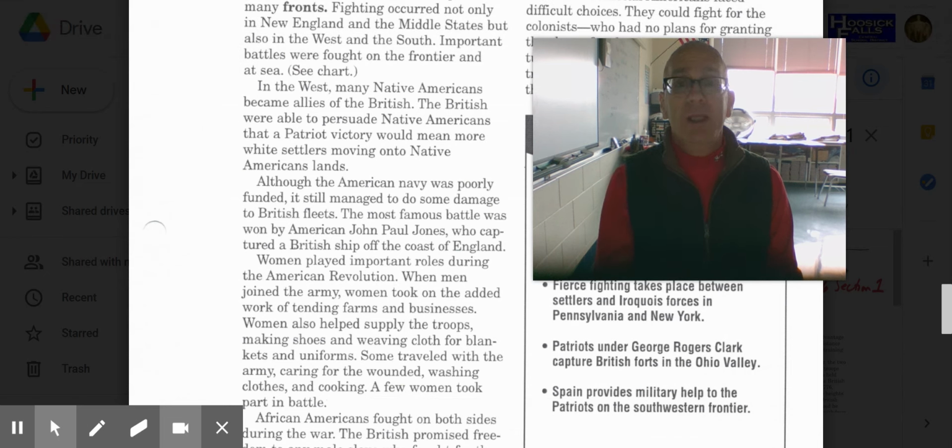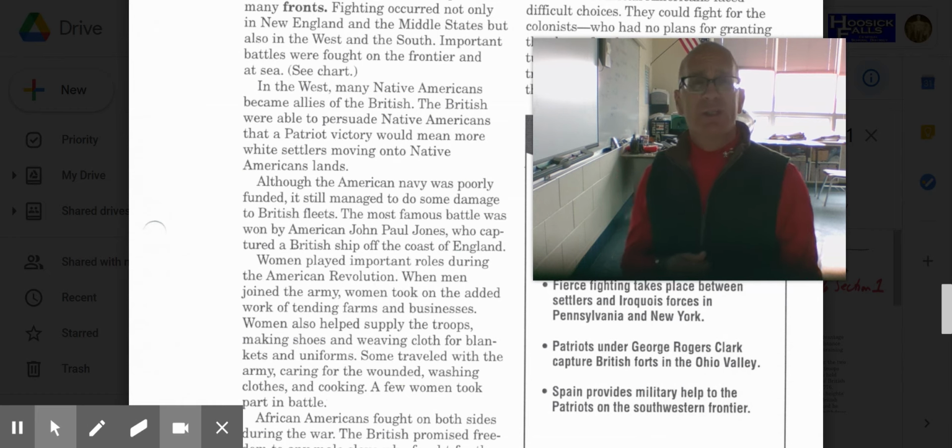Now, although the American Navy was poorly funded, and we said a couple of lessons ago, I think it was in Chapter 6, Section 1, not only was it poorly funded, but when the war began in 1775, there was no American Navy. So just a few years in, although the American Navy was poorly funded, it still managed to do some damage to British fleets.